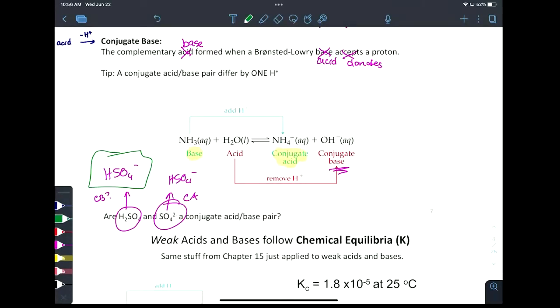All right, so there's conjugate acids and bases. You should be able to recognize that.